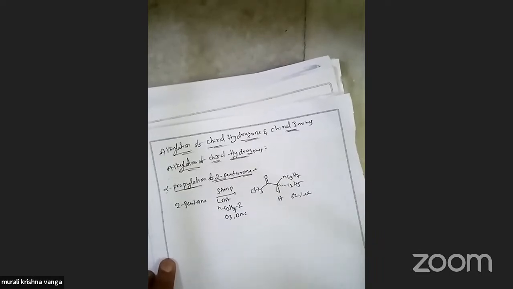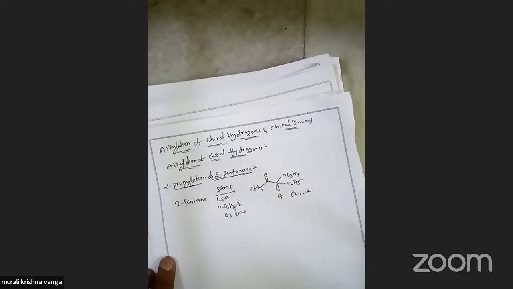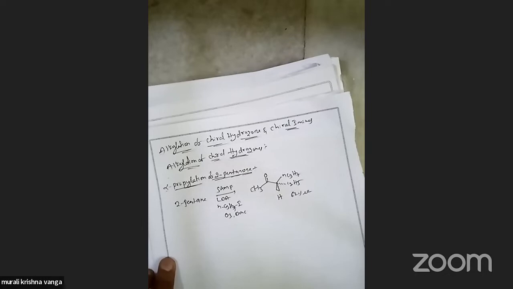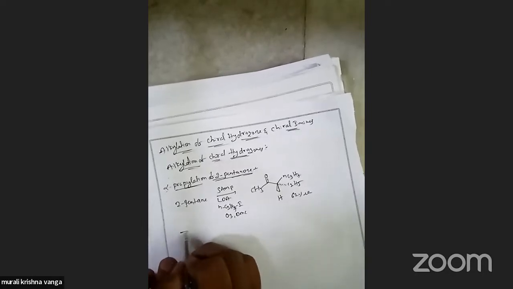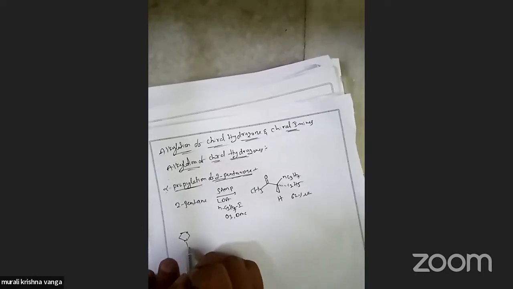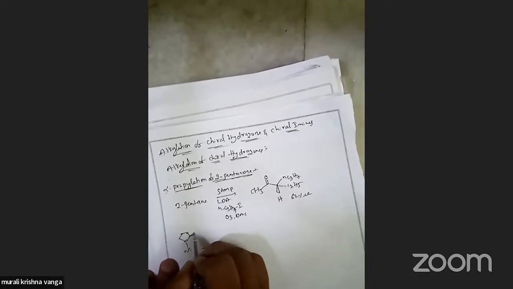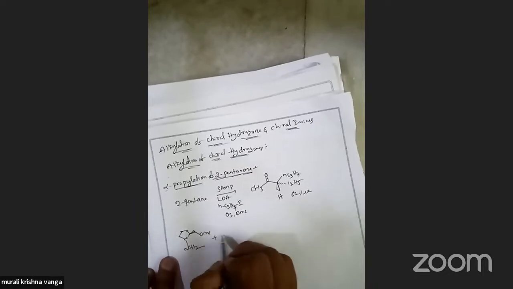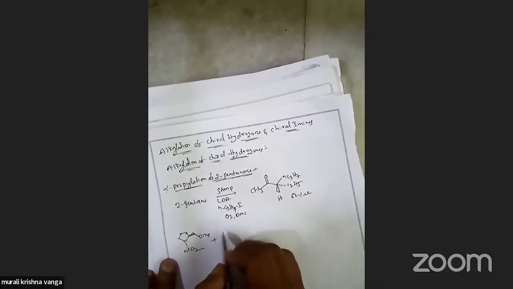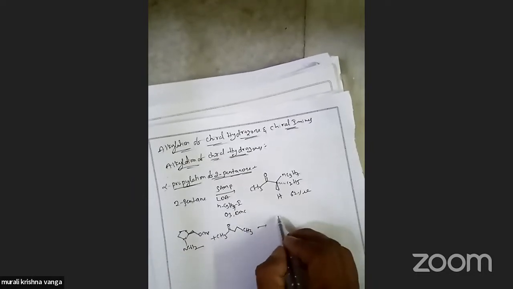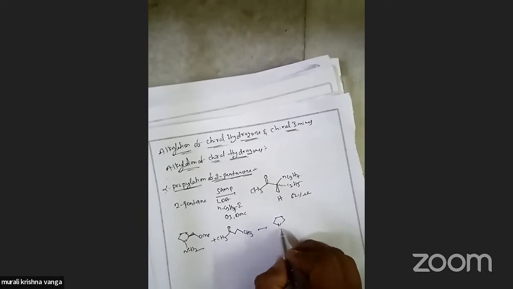Here I have taken some examples. When SAMP reacts with 2-pentanone, it forms imines as the product.